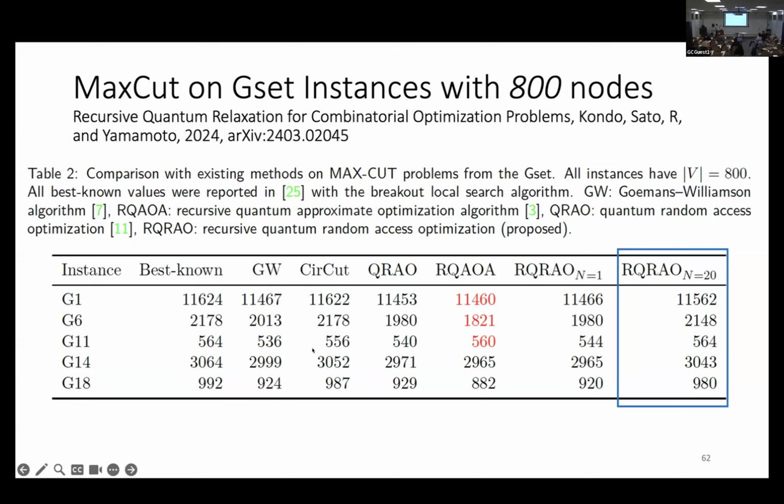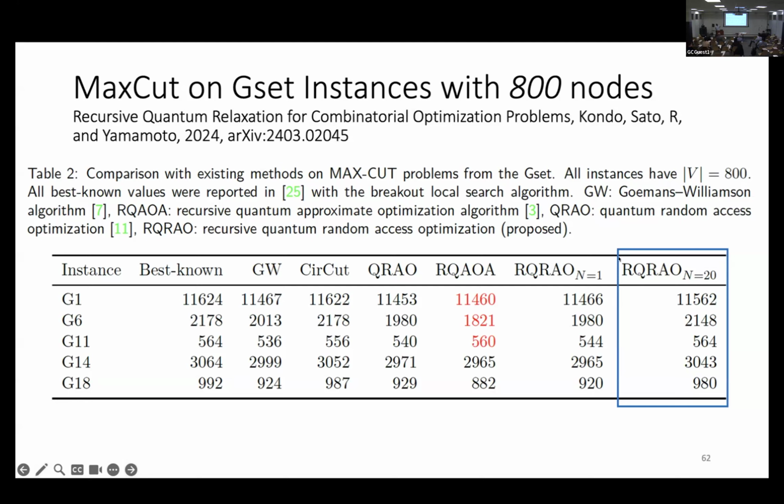And you see Circuit is better than Goemans-Williamson most of the time. QRAO here is the original one, without recursion, that I showed you before. It also finds a closer solution. The recursive QAOA here in this value.